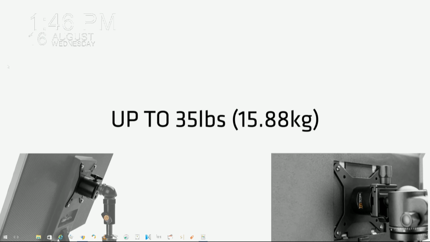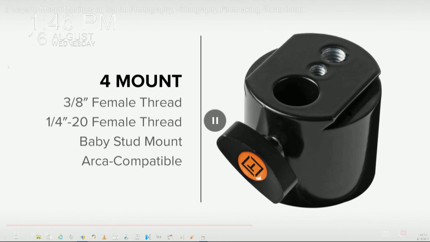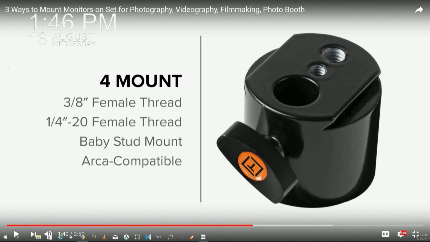And that mount will take 35 pounds, and shows here a better view of that mount. 3/8" female thread, a 1/4x20 thread, a baby stud mount, and the ARCA compatible. And the ARCA compatible is what the Kessler quick mounts are for. That's the dovetail. That does the most of any I've seen.